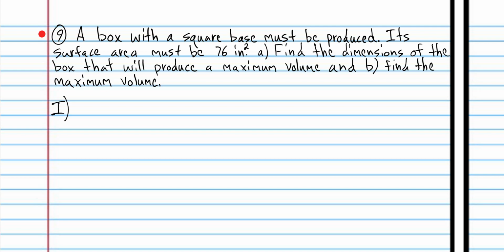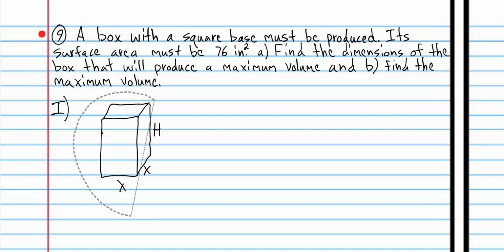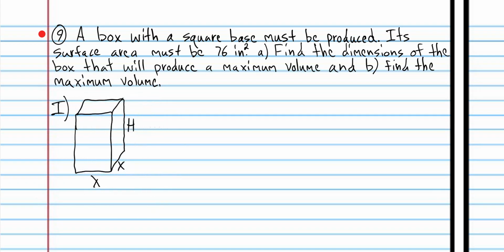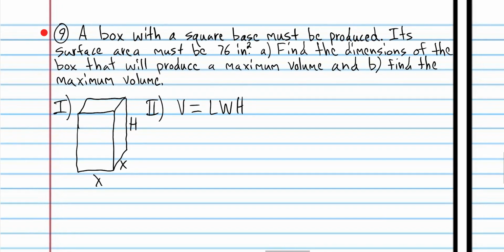So we have a box with a square base, so we can draw a figure similar to what we already drew. Square base, the height we'll just call h, so that's the picture. We're trying to maximize the volume now, so the volume of a rectangular prism is LWH. Now we know that the length and the width are the same, so we can change that to x squared times h.